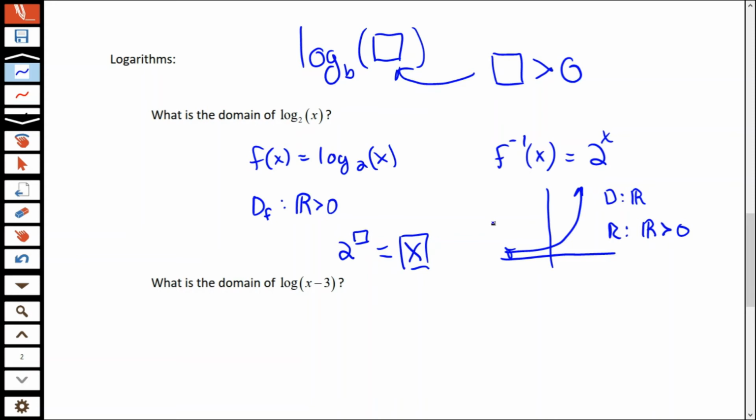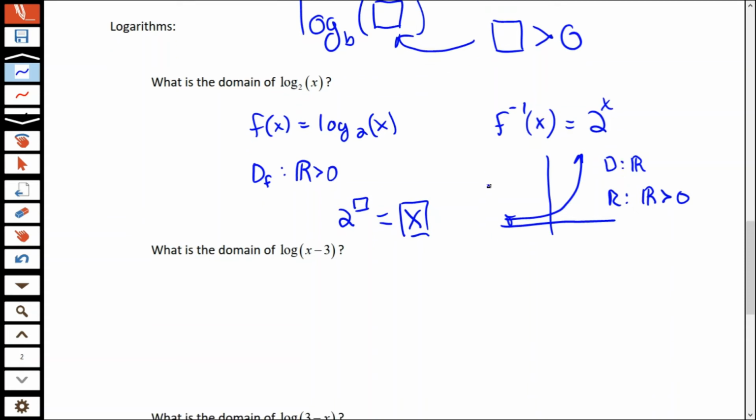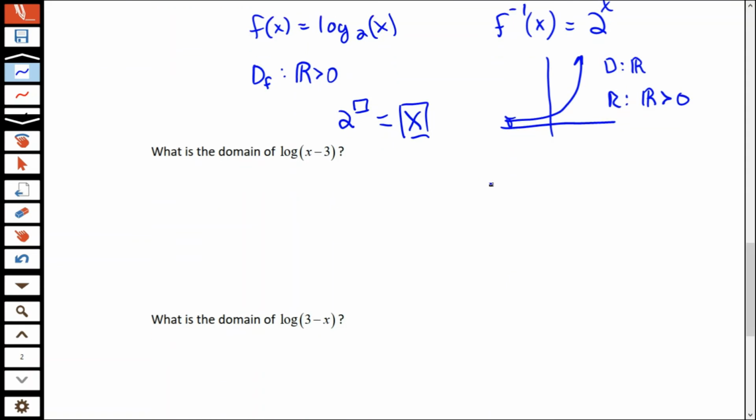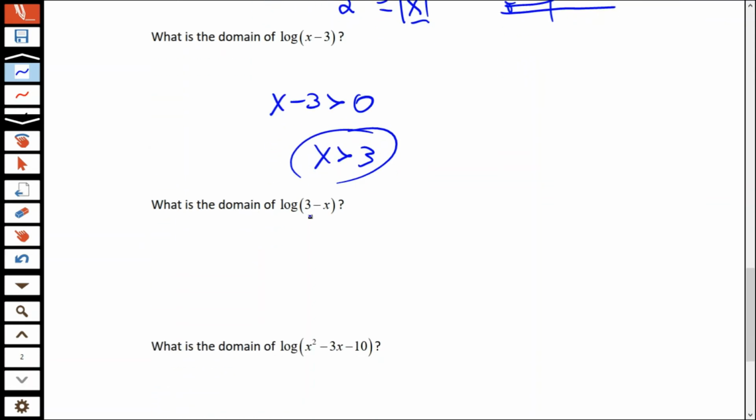And so this is a lot like the radical problem, in that you weren't able to have negatives underneath the radical, but now you also can't have 0. But it's going to be the same idea of solving for a domain. That is, what is the domain of log of x minus 3? Well, guess what? x minus 3 must be greater than 0, so x is greater than 3. You're done with the domain. Whatever is inside this parenthetical must be greater than 0.